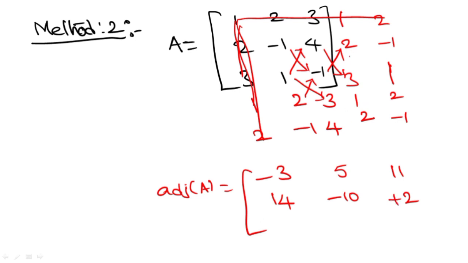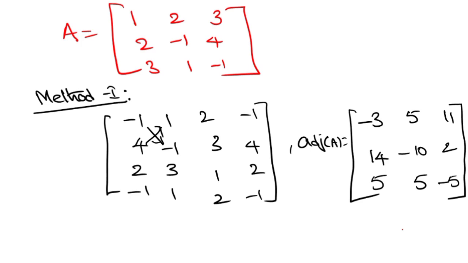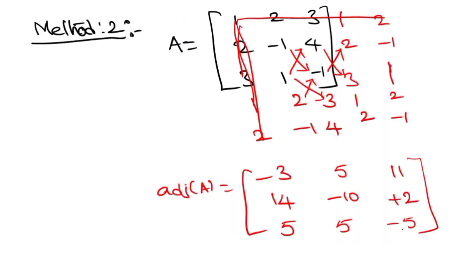Next, 2 plus 3, 5. Okay. 6 minus 1, 5. Minus 1, minus 4. Minus 5. Yes, both are same. You can observe that both are same.